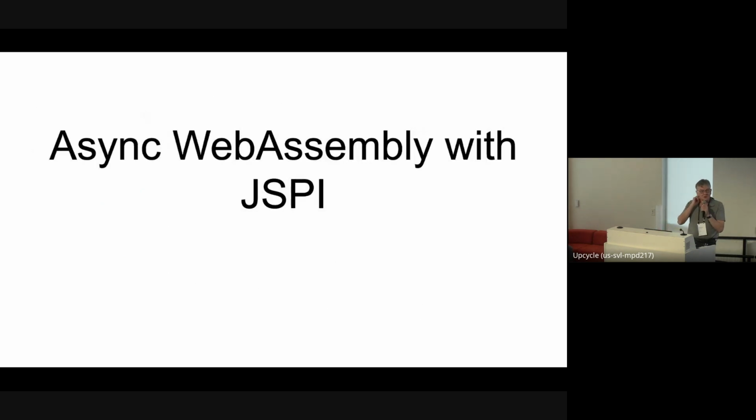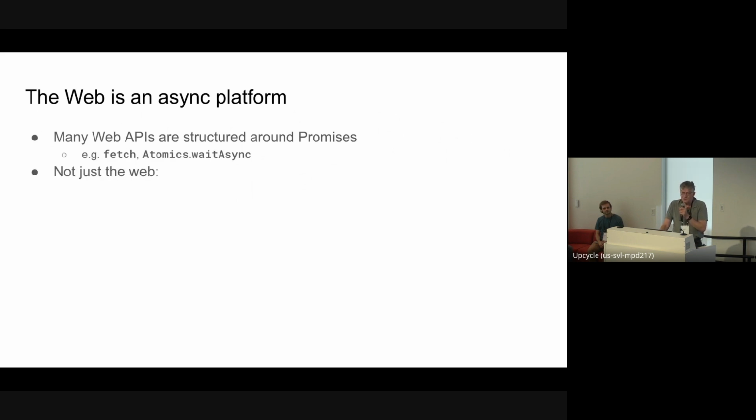Today I'm going to talk to you about running asynchronous WebAssembly using JSPI. We all know that the web is an asynchronous platform. There are all those somewhat pesky promises, for example fetch. However, it's not just the web. This is a general trend in the industry as a whole, such as the POSIX AIO APIs, and if you're building a robot, you also need to be reactive.